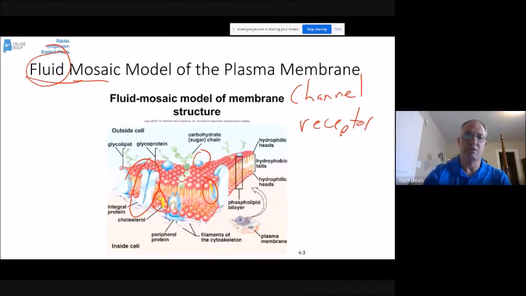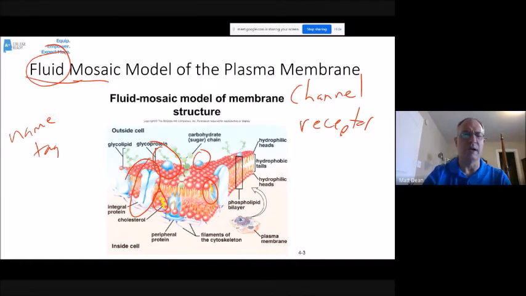Other proteins, like the glycoproteins that are combined with sugars, may act to identify a cell. They may act sort of like name tags for the cell and essentially tell the organism's immune system, hey, this cell belongs to me. This is me. Please don't destroy it. These glycoproteins can also be involved in cell signaling. So there's lots of functions that can happen due to the proteins embedded in the more liquidy phospholipid bilayer.